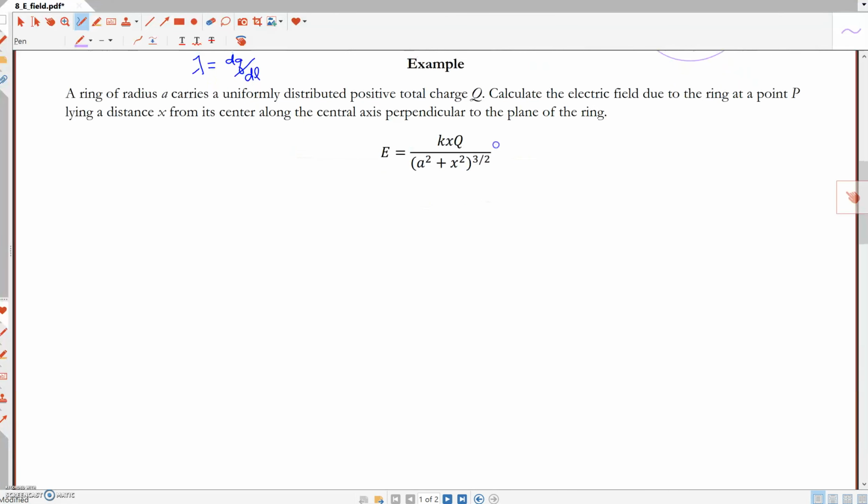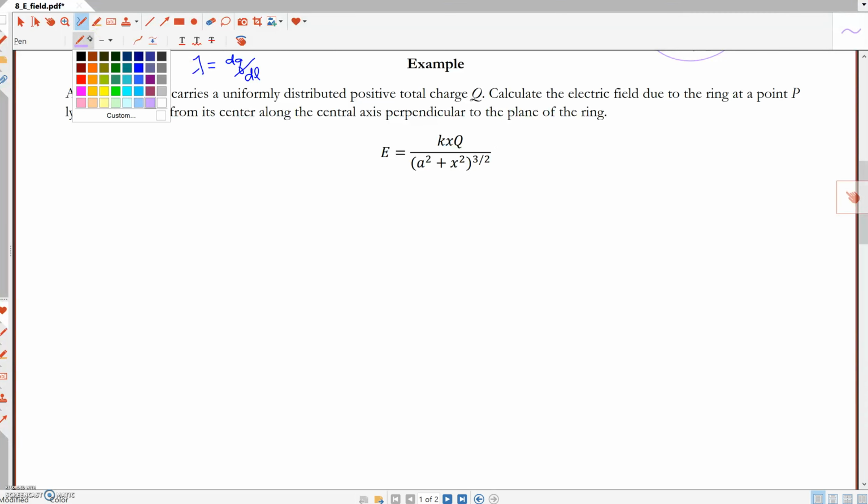All right, let's do this example. A ring of radius A carries a uniformly distributed positive total charge Q. Calculate the electric field due to the ring at a point P lying a distance x from its center along the central axis perpendicular to the plane of the ring.